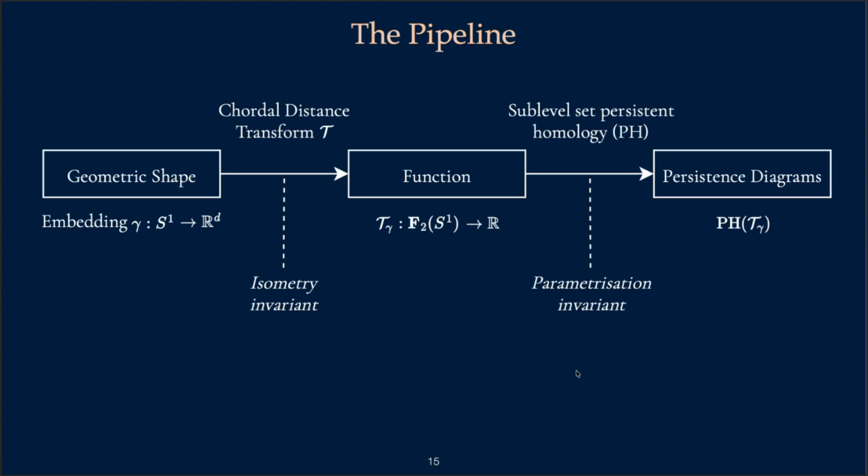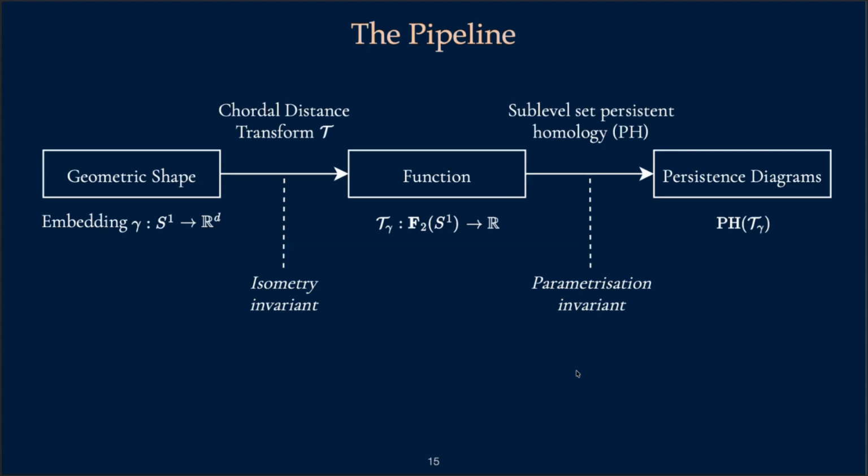So what we're going to do is start with a geometric shape, and we're going to transform it in different ways until we get to something we want. So there are two steps. The first step is we're going to transform it into a function. We'll get onto what that is, but the first step is called chordal distance transform. If you have better names for that, please let me know later, but that's the name we came up with. And then we're going to apply a very common tool in persistent homology called sublevel set persistence. And we're going to turn a function into something called persistence diagrams or barcodes.